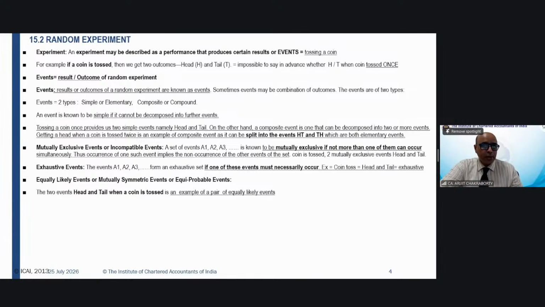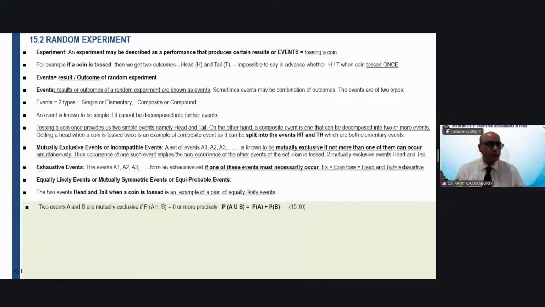So every number, like 1, at the top you can get 1 or 2 or 3 or 4 or 5 or 6. Each of them has equal chance or equal likelihood or equal probability of showing up. And how much is the probability? 1 by 6. So therefore, 2 events, head and tail, when a coin is tossed, is an example of a pair of equally likely events. And I hope now you are clear about these basic concepts.